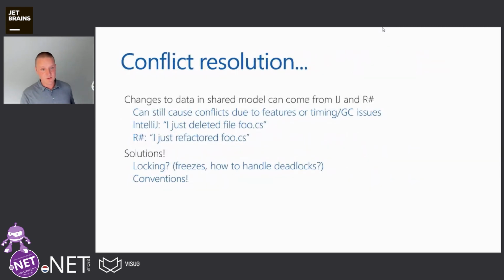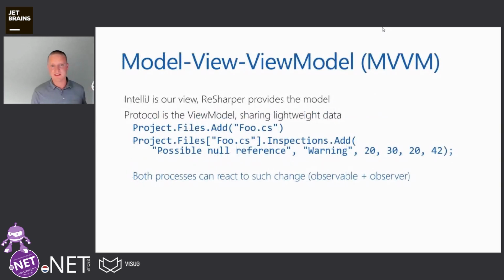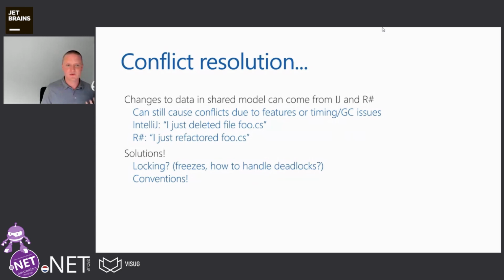Right, there's one thing that remains. Even if we would use this Model-View-ViewModel structure where you have multiple sides of the equation, there's one thing that remains, and that's conflict resolution. If you make changes to such a shared data model, those changes can come from both sides. You as a developer may be typing in a file while ReSharper is doing a refactoring. Well, if the refactoring completes after you already typed something, who is winning? What's the conflict resolution that you're going to adopt there?